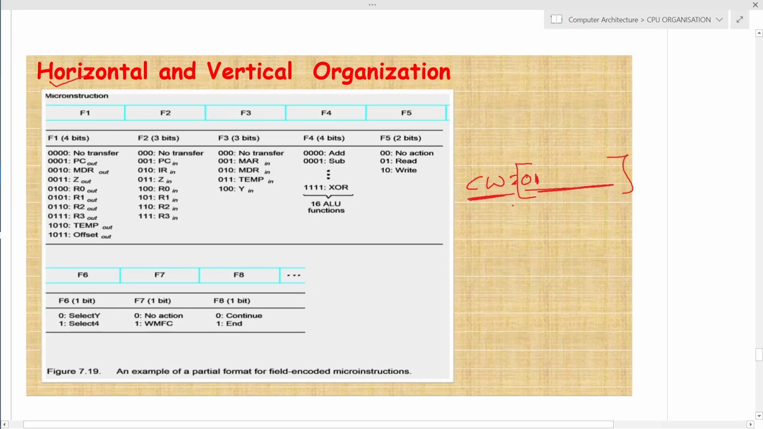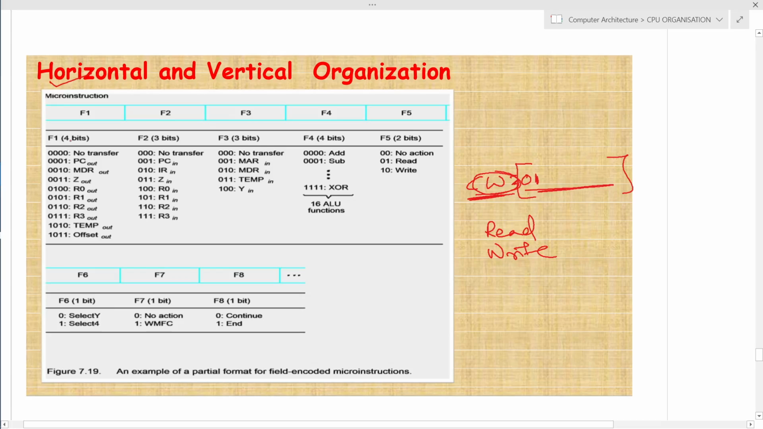One explanation about the grouping is given here through groups 1 to 8. F1 is represented through 4 bits, where 0000 represents no operation, and 0001 represents PC out. So when the first 4 bits are 0001, it indicates PC out. Like 0010 is MDR out, 0011 is Z out.